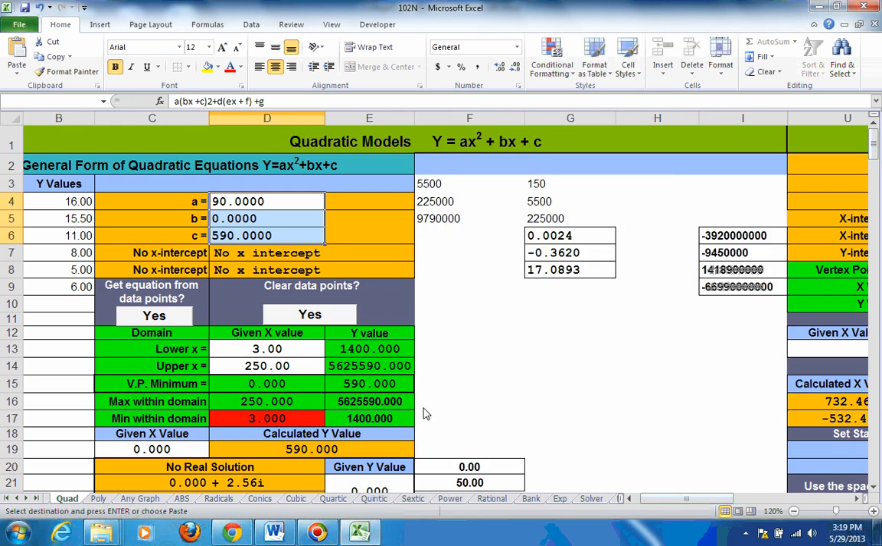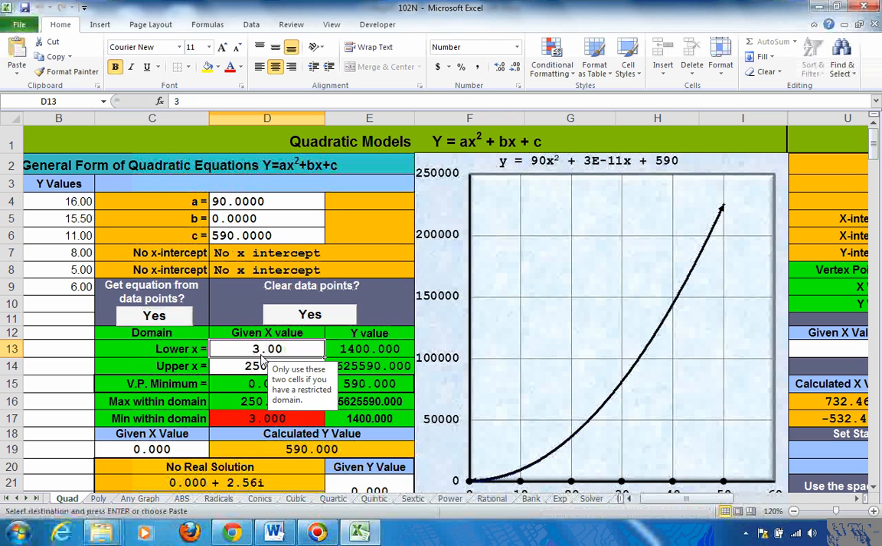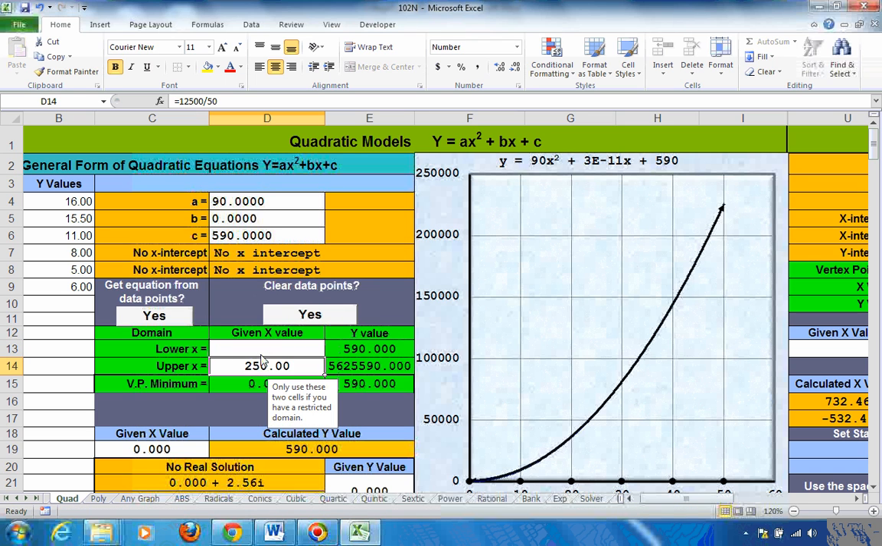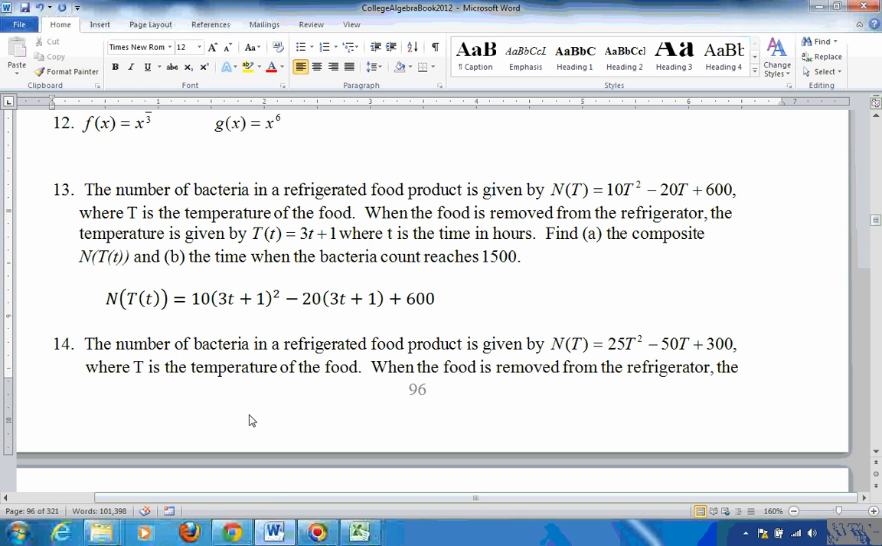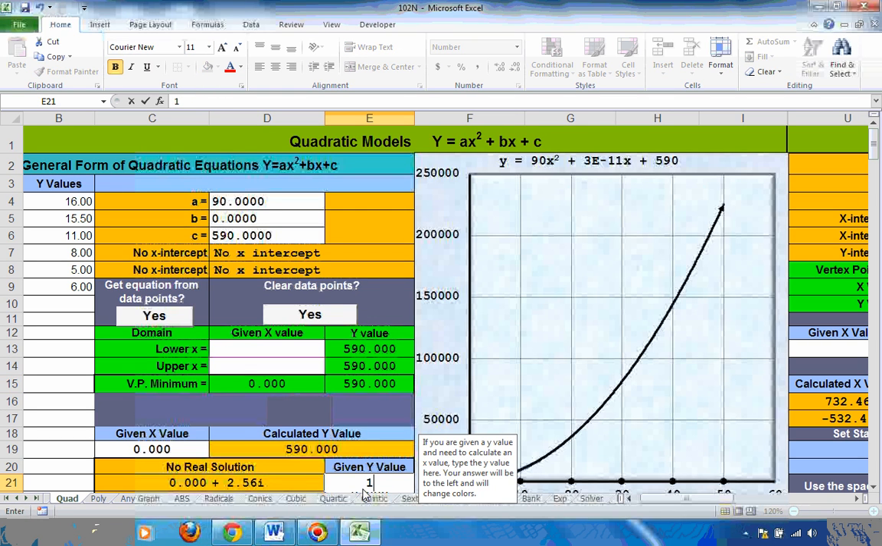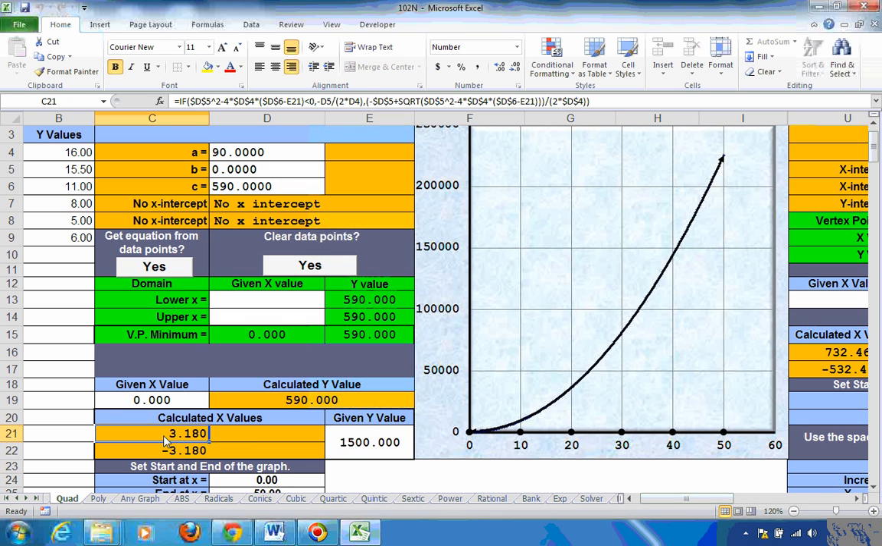Then you can click this to copy it over to the quadratic sheet, and you can answer anything you want on this. For example, this problem wanted to know when will the bacteria count reach 1500. So all we have to do is put 1500 in for the y. It's telling me the number of bacteria, that's the dependent variable. So put 1500 in for y right down here. If I put 1500 in for y, I get two answers. I guess really the only one that makes sense is the positive one.